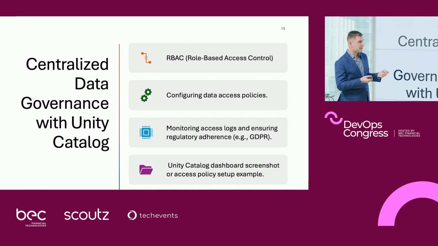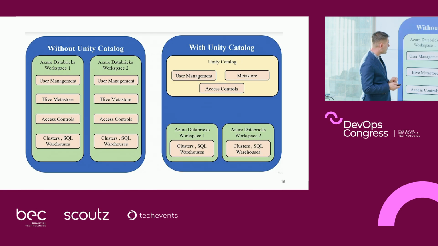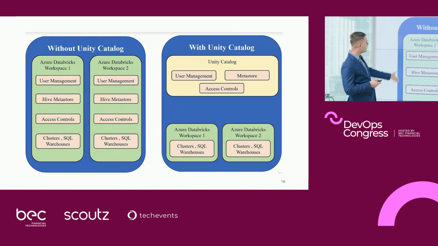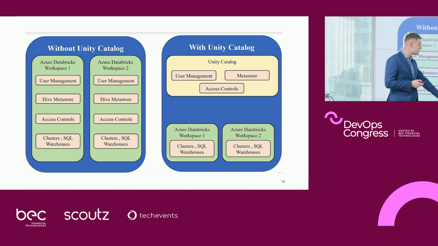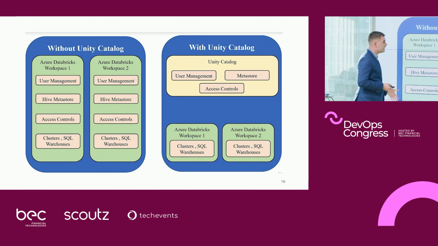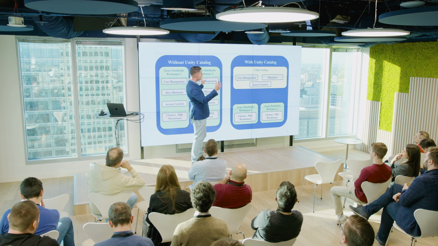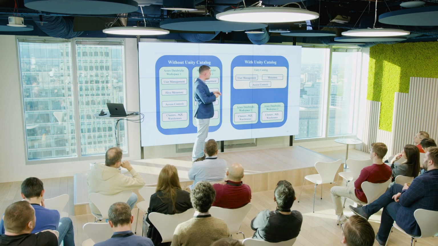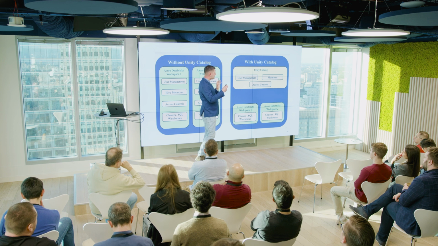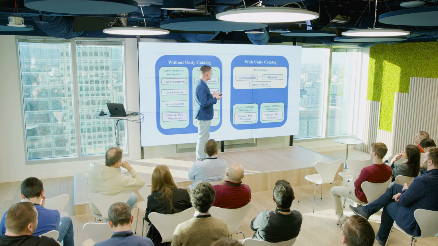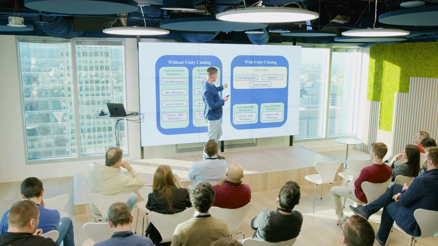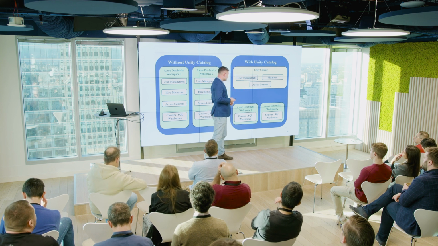So we can create these three workflows, but we need something that centralizes our approach, our governance. So we use Unity Catalog. Without Unity Catalog, we have one workspace, another workspace, and we need to maintain them separately. Thanks to Unity Catalog, we can have all our workflows and stages in one central control tower, one central place where we can maintain user management, metastore, and access control.